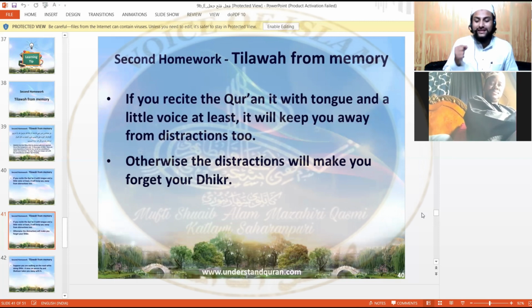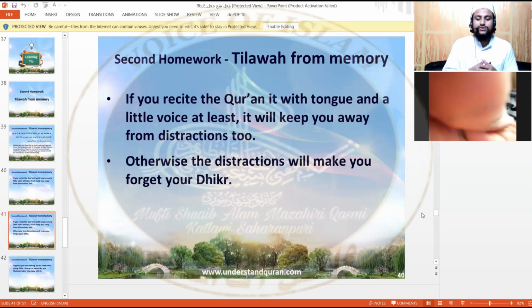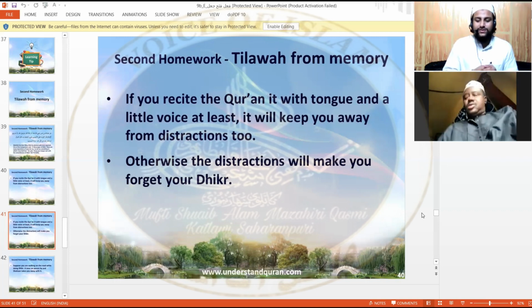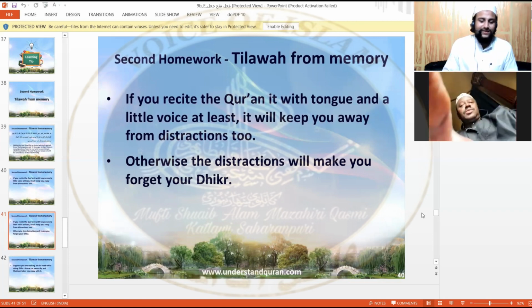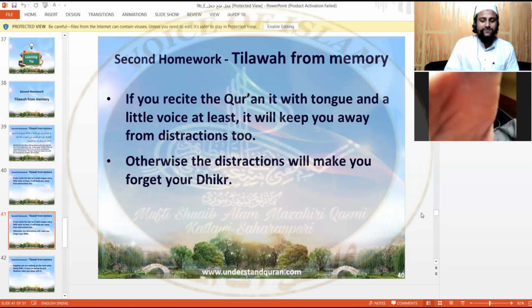But if you are doing tilawa with your tongue and you are understanding it, then you are involved. If you forget the car or any other thing, whatever you like, and suddenly you see it, it distracts you, but your tongue will make you remember that you are doing tilawa. Your mind will not be disturbed completely and totally. Distractions will make you forget your dhikr.